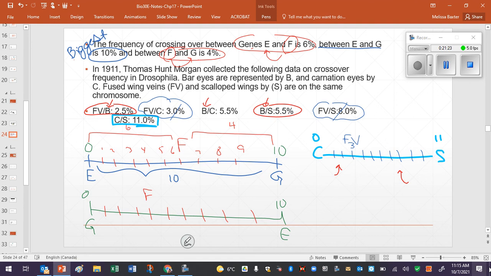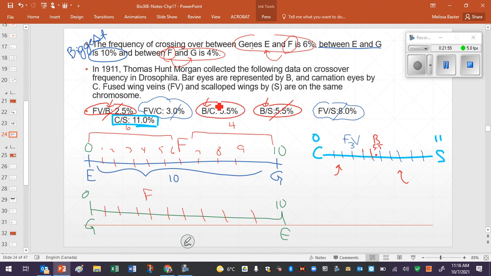It said it was 2.5 spaces away from FV, so 1, 2.5, right here. So it's kind of at 5.5. If that's the case, it would be 2.5 spaces away from FV, and from 5.5 to 11 is 5.5. So those pieces of data work. I didn't even need this last piece of data, but I would still check to make sure that it's correct.